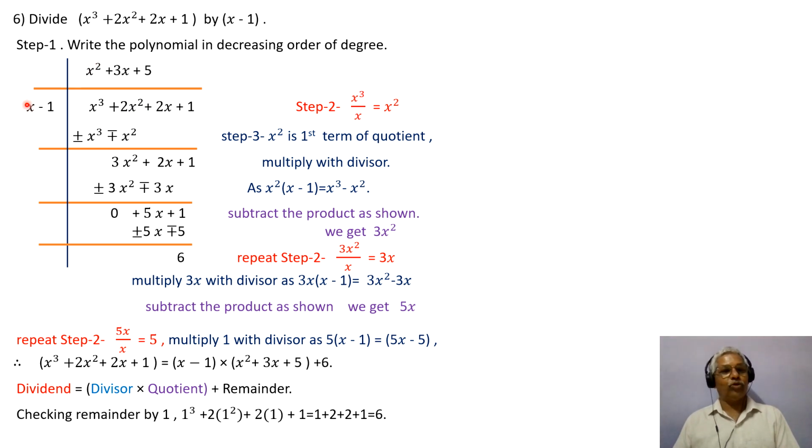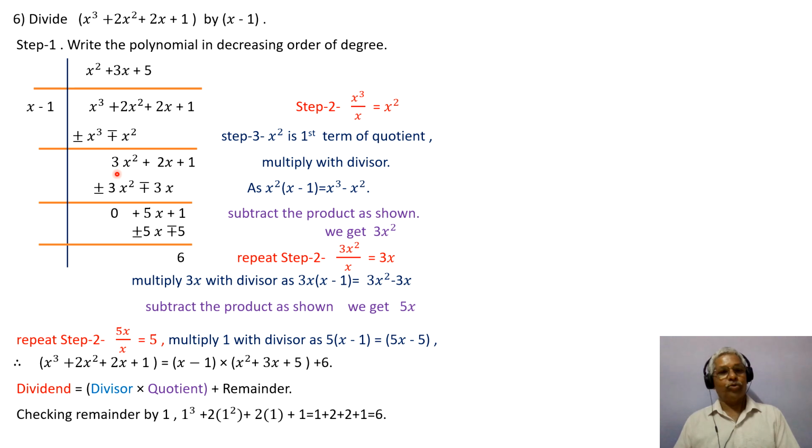X square into x is x cube, and x square into minus 1 is minus x square. So change the sign. Earlier it was minus, and this becomes plus. So this cancels, and 2x square plus x square is 3x square, and copying it down like this.